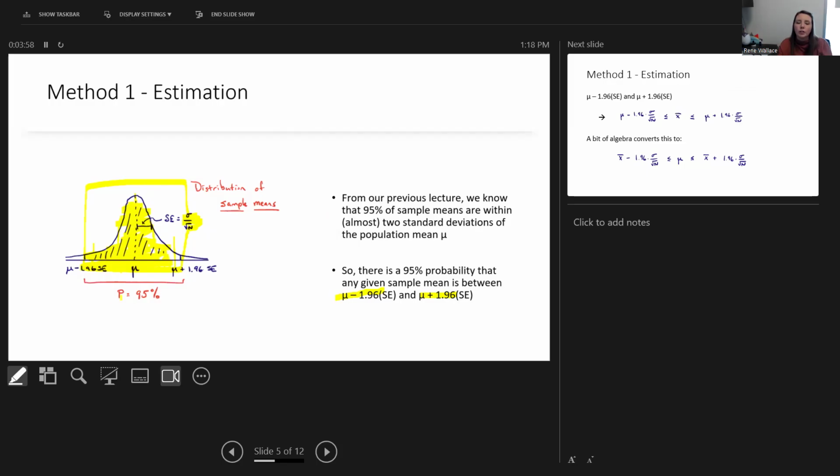So because we know that this is 95% exactly, if we wrote that out as a statistic, it would look like this. Mu minus 1.96 on this side and mu plus 1.96 on this side. So there's a 95% probability that any given sample mean lives within this section.